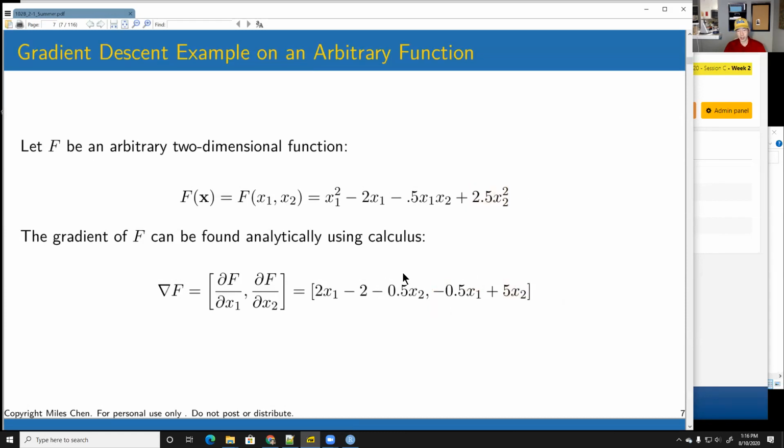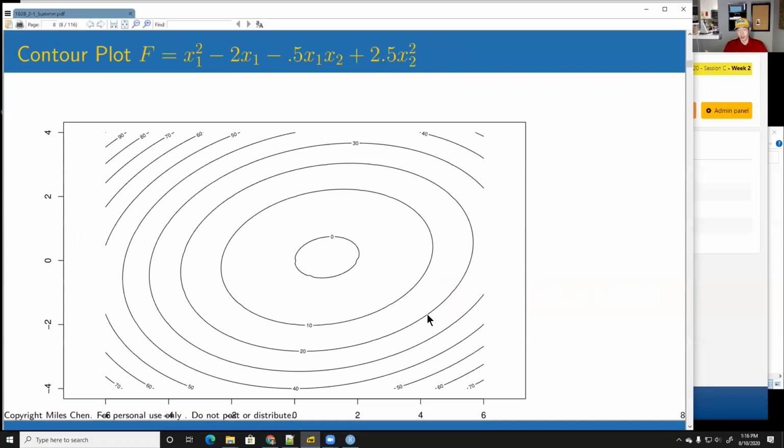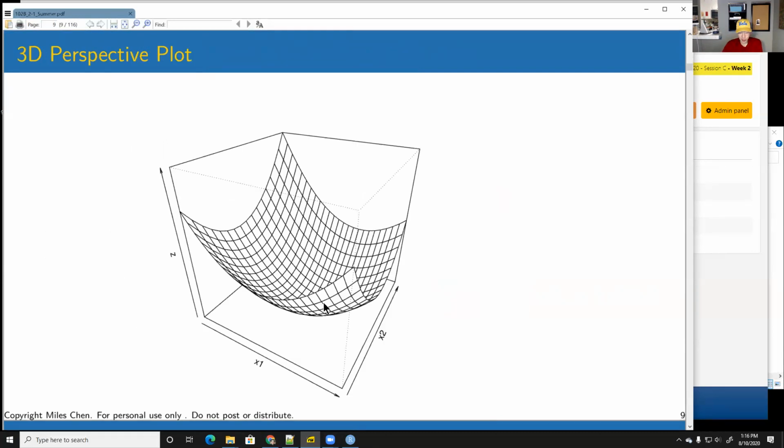So there are two values in this vector. One is this function, and the other is this function. So this is the gradient of f, a two-dimensional vector. And if I create a contour plot of this function, it's a paraboloid surface, and so it looks like a bunch of ovals. Here's a three-dimensional plot of it.